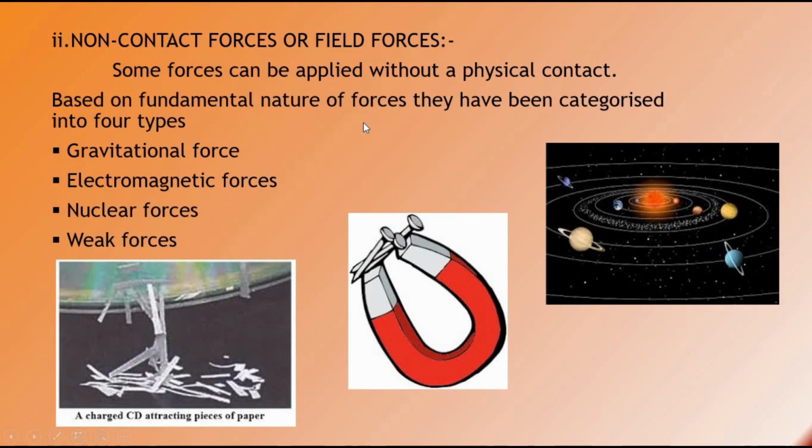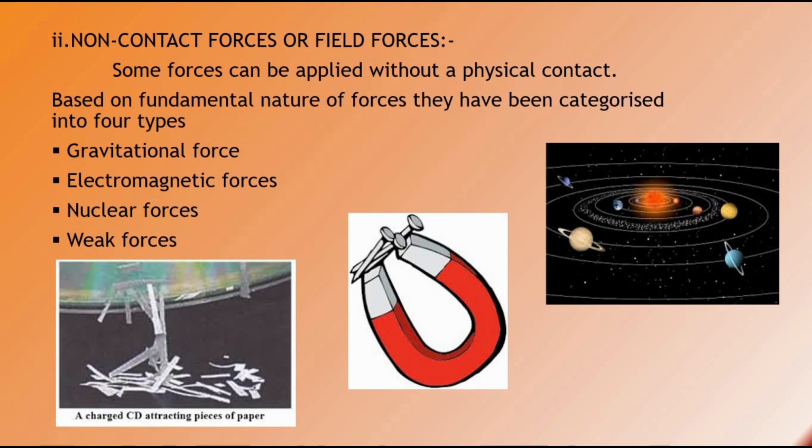Non-contact forces or field forces. Some forces can be applied without a physical contact. Very basic, the gravitational force that keeps all our planets orbiting around the sun. That's like the simplest example for a non-contact force. There is no actual contact between the planets and the sun, but still they keep orbiting around it.